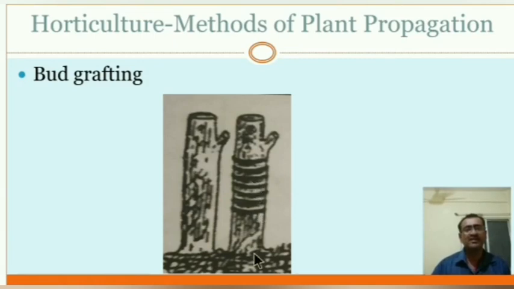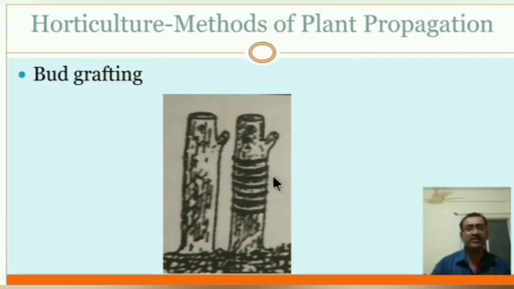This is the stock part, and the important part is the scion that is removed from the economically important plant, and that is inserted. The bud of the scion is removed and inserted into the stock, and after that the bud is tied with thread. In this way, after a few days they become united, and from that bud the new plant arises.